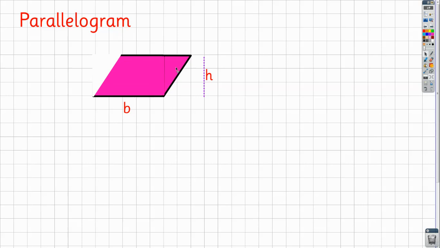It's that pink shaded area. And the height in this particular case is 3 and the base is 5. If I take that triangle over, it makes a rectangle. So the area of a parallelogram is the base multiplied by the perpendicular height, the height at 90 degrees to the base.